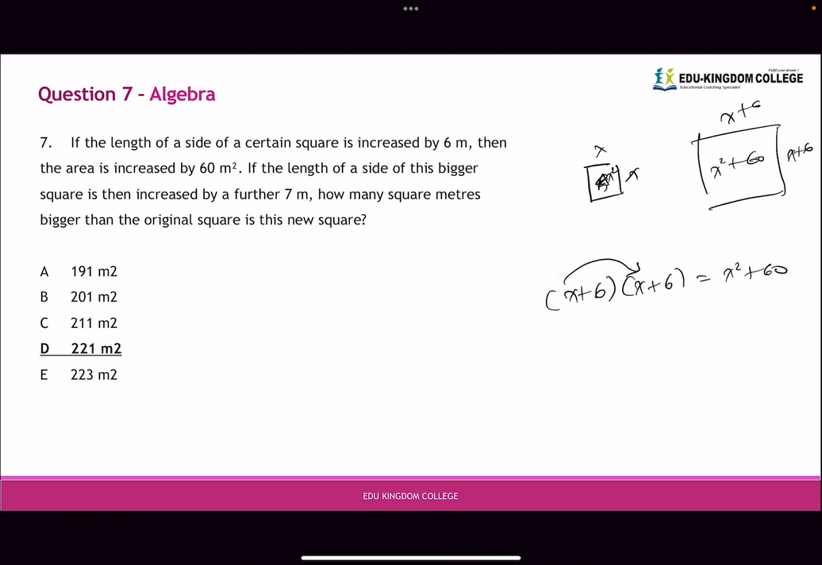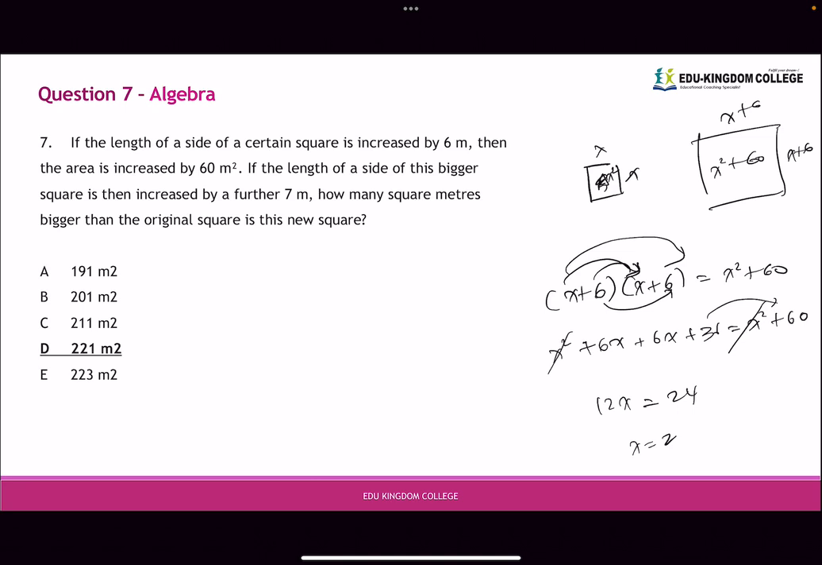So x times x is x squared, x times 6 is 6x, and then 6 times x is 6x, and then plus 6 squared, which is 36, equals x squared plus 60, so the x squareds cancel out. 12x, we'll move the 36 to the other side, equals 24. So x equals 2.